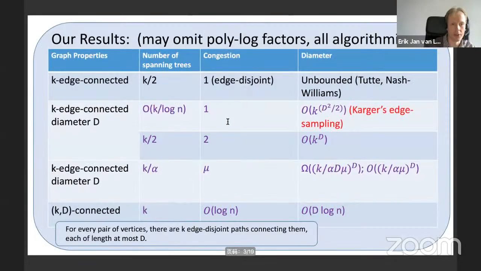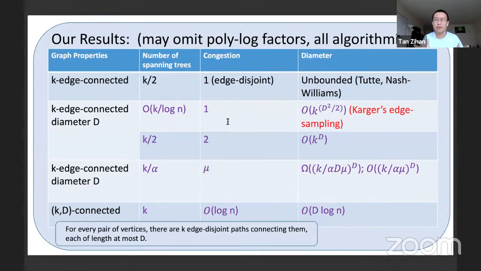You also mentioned that your results are algorithmic. Yes. What is the running time of these algorithms? For the second row, third row, and fourth row, the algorithm is very fast, and actually very simple. It's basically, for each edge, with probability 1 over k, or 1 over k over 2, or 1 over k over alpha, depending on the number of spanning trees you want, keep this edge. And with probability 1 minus this, throw it away.